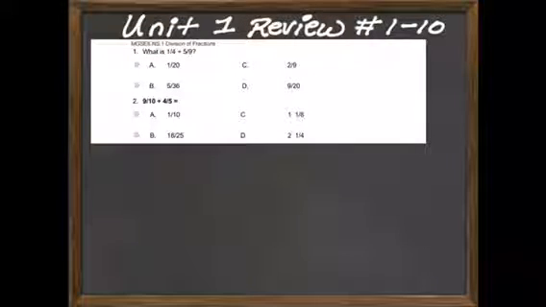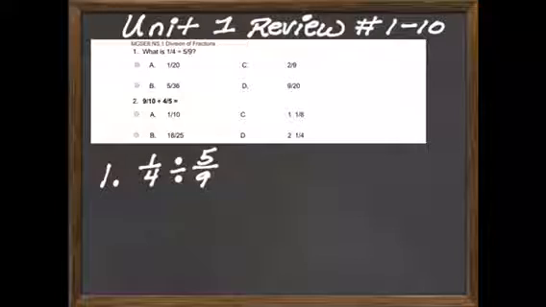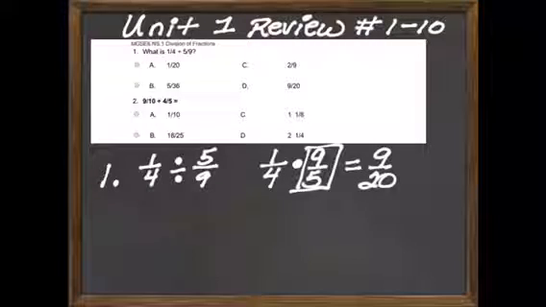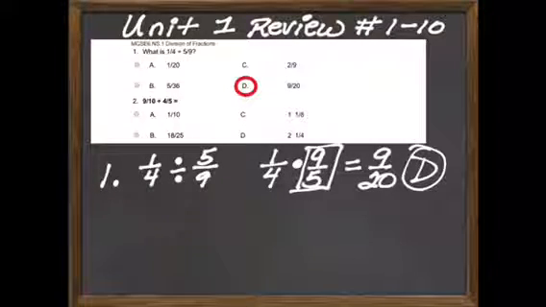Students, I'm going to go over the Unit 1 review sheet, numbers 1 through 10. Division of fractions can be handled by multiplying times the reciprocal. So I will have 1/4 times 9 over 5, which gives me 9 over 20, or 9/20. That is answer choice D.